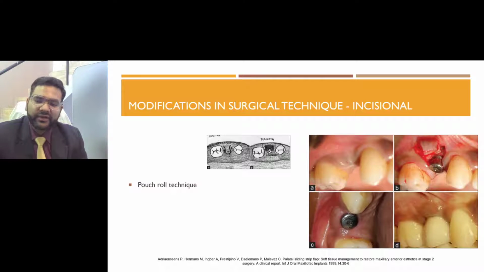Then we have the pouch and roll technique. This is a very good technique which you can use to bulk up the buccal tissue. This technique is simple and versatile for mild to moderate ridge deficiency. It thickens the soft tissue around the implant. So in this we raise a mini pedicle flap on the buccal side, 1 mm wider than the diameter of the implant platform. It is de-epithelialized and then rolled in the form of a mini pedicle underneath this buccal pouch. So you can see very nicely the buccal contour is pumped up.